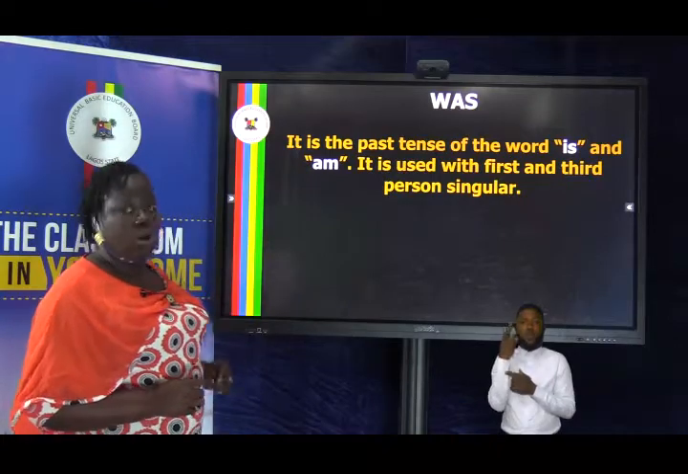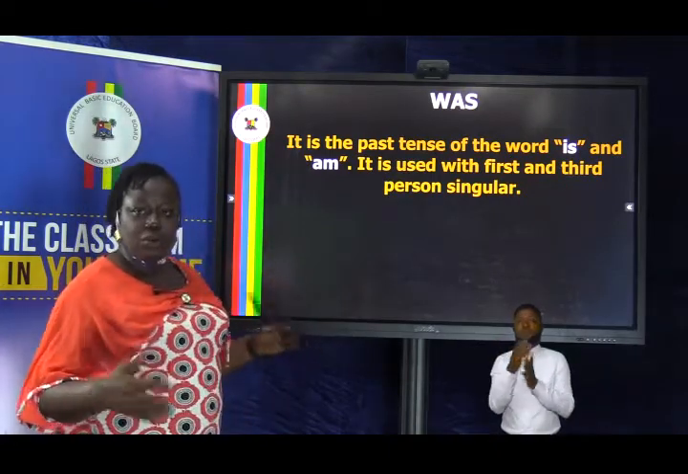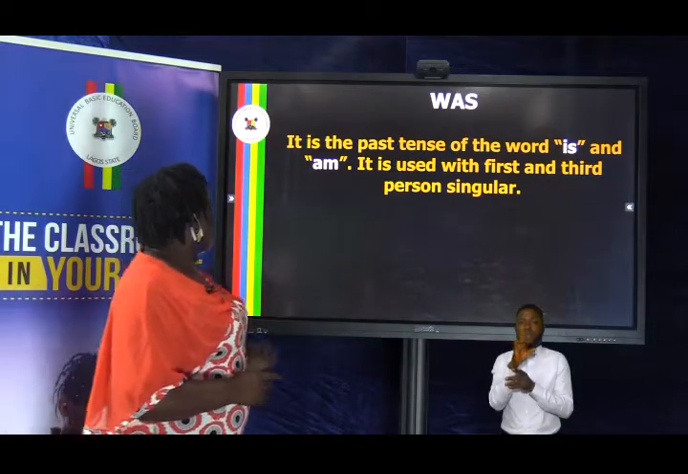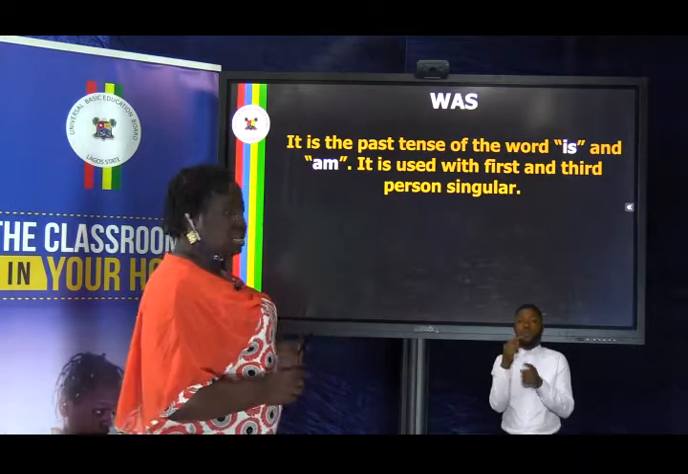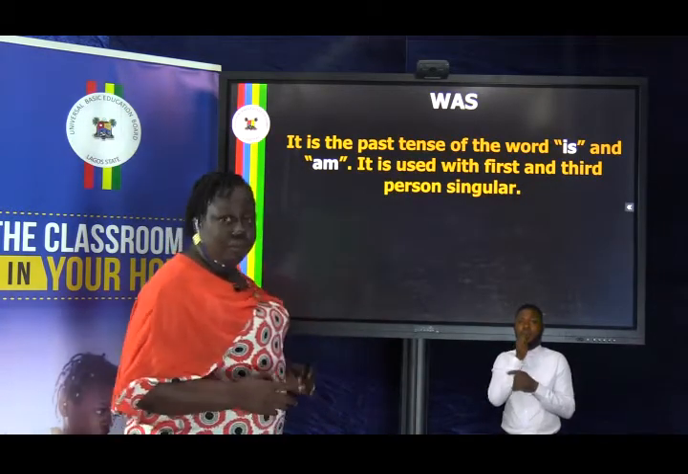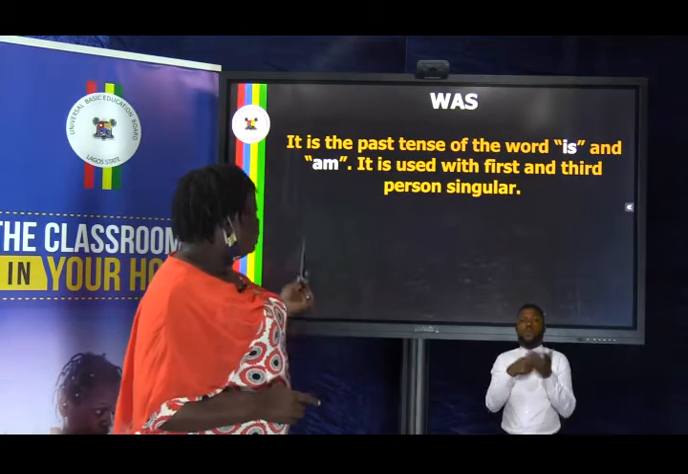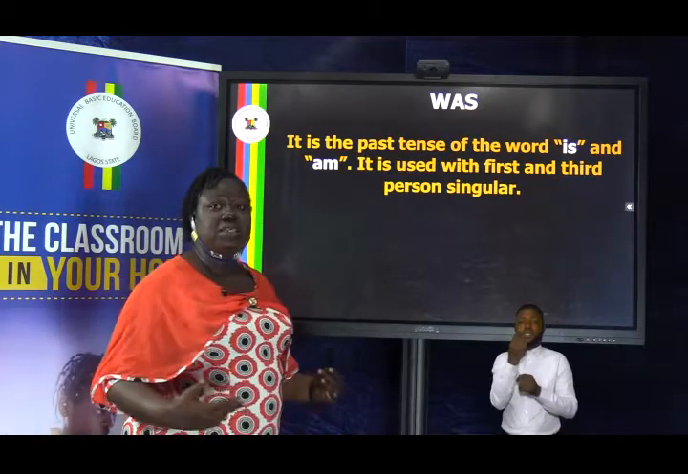Then let's look at was. We are still looking at examples of auxiliary verbs. It is the past tense of the word is, and am. What is it used for? It is used with first and third person singular.